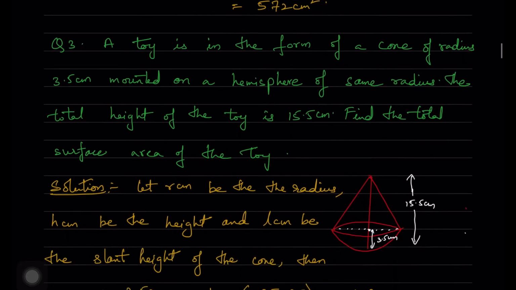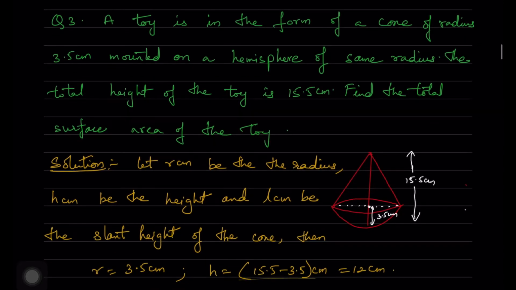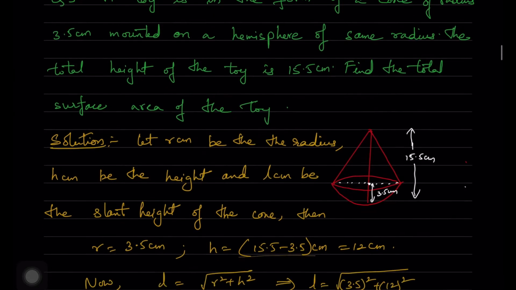Now next, question 3: a toy is in the form of a cone of radius 3.5 centimeters mounted on a hemisphere of the same radius. The total height of the toy is 15.5 centimeters. Find the total surface area of the toy. So now here you have this toy, there is a hemisphere, and on that there is a cone. The radius of the cone and the radius of the hemisphere is the same, 3.5 centimeters, and the total height of this figure is 15.5 centimeters.